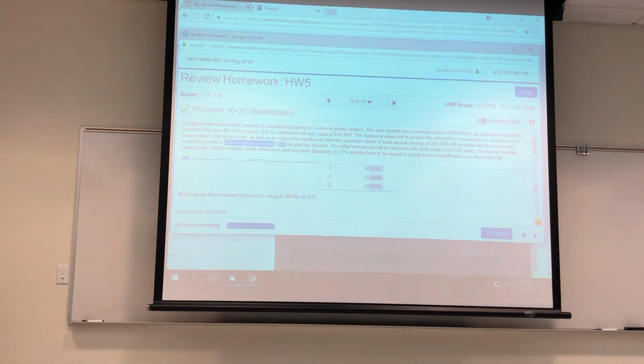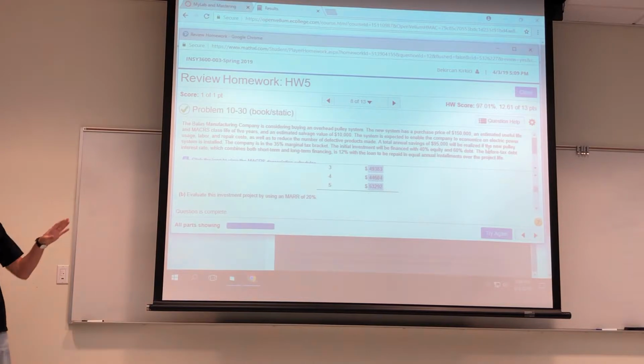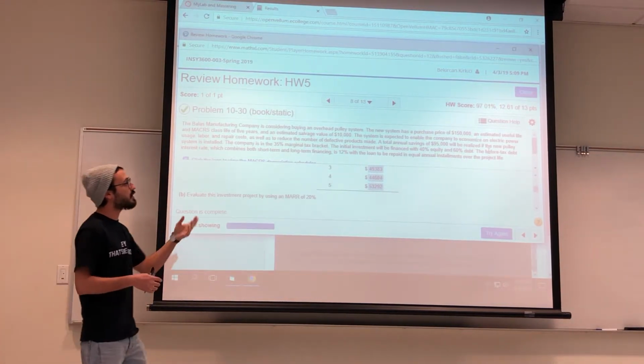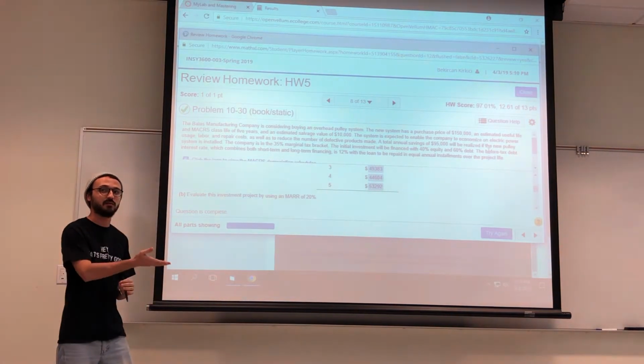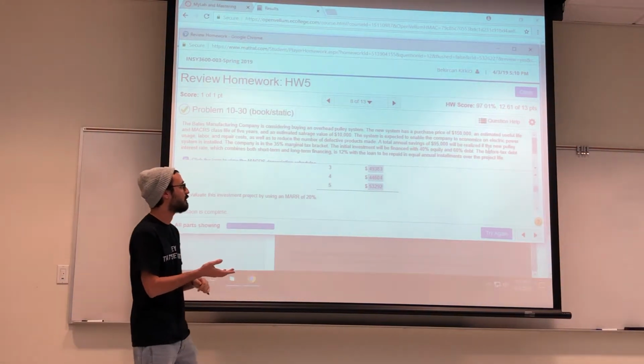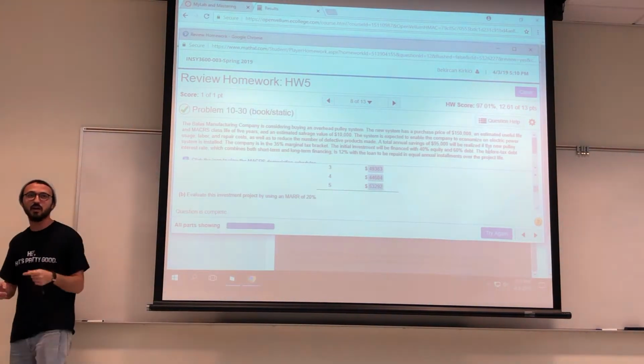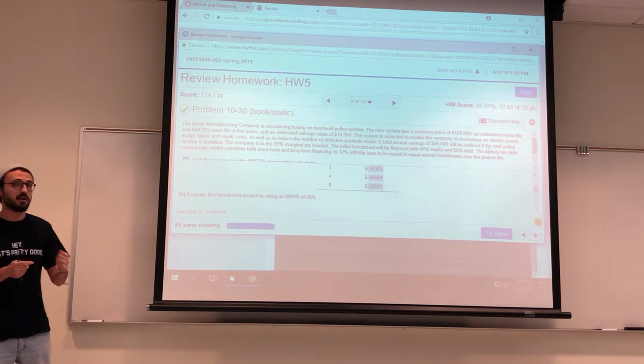Now, the company has this tax rate, and the initial investment. Okay, this might be maybe a tricky part. The initial investment will be financed with 40% equity and 60% debt. So of the initial investment of $150,000, 40% comes from our pocket. That's what equity means. This is the cool word to say pocket. And for the 60%, we're going to go to the bank and say, hey, I need this much money, and they're going to give us a loan.